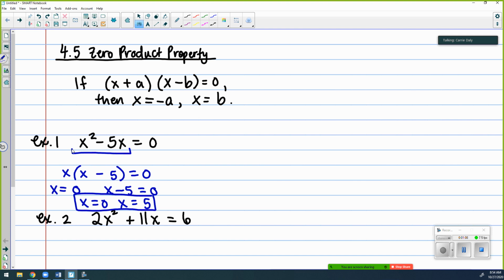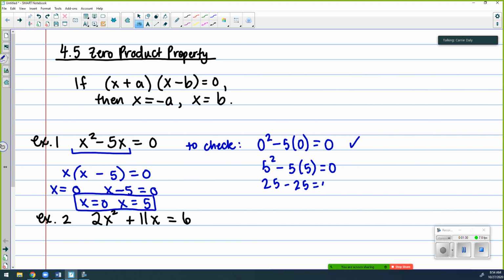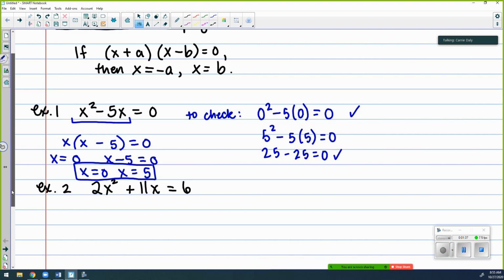I can plug them back into the original equation. So to check, I'd plug them in. 0 squared minus 5 times 0, yep, that's going to equal 0. And then 5 squared minus 5 times 5, well, that's equal to 25 minus 25, which indeed equals 0. So you don't need to check in your homework. It's just a proof that this is what zero product property does and gives you.